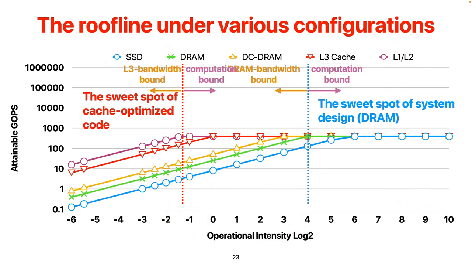Okay, and if we place our algorithms in this, you can still see matrix multiplication is still a memory bounded problem, and 3D FFT is right around the corner, in a way that if you have cache optimized code, it's right around the corner of the modern CPU system.